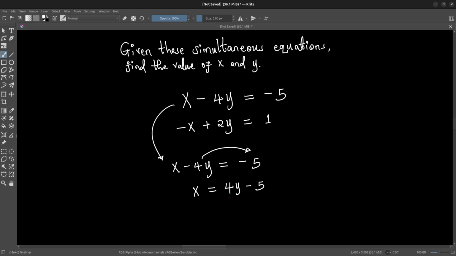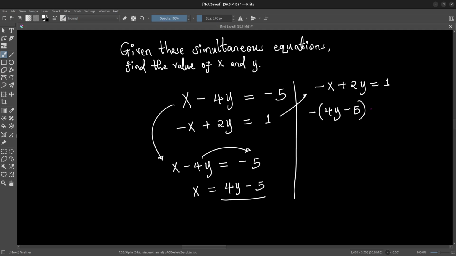Then we will now replace this value of x in the second equation. So let's take this second equation and bring it here. So this is going to be negative x plus 2y is equals to 1. But then remember that this is our value of x in terms of y. So negative, but then what is x? X is 4y minus 5, and then we still have the plus 2y is equals to 1.